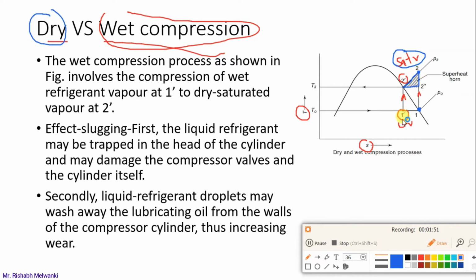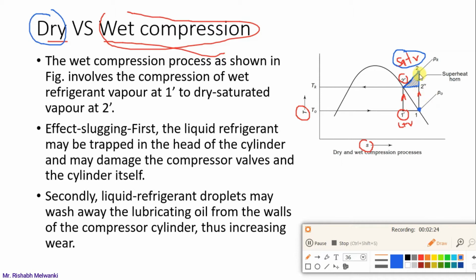If you consider compression from 1 dash to 2 dash, and if you consider compression from 1 to 2, this part is the extra area. Since it is on the T-s diagram, it will indicate Q, but since this compression process is part of a cycle, for a cycle Q net is equal to W net, and indirectly we can say that that area could represent work.